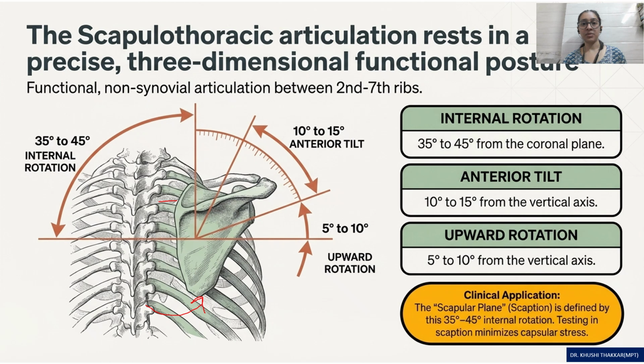Why is this important? Because testing in the scaption plane minimizes capsular stress. When the scapula is positioned in this direction, the capsule and the joint space are a little more lax, and that is why movements and testing in this position are less painful and less stressful to the joint and capsular structures.